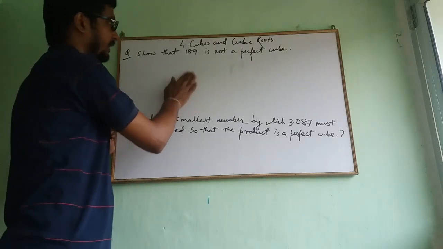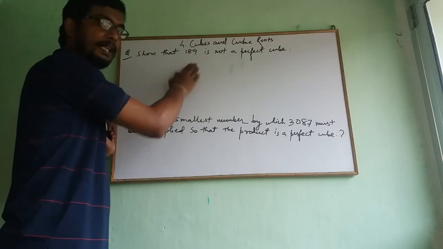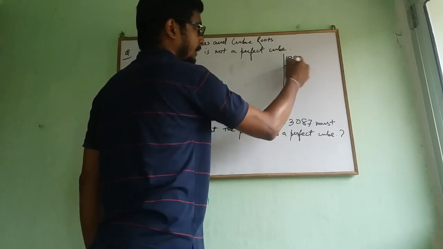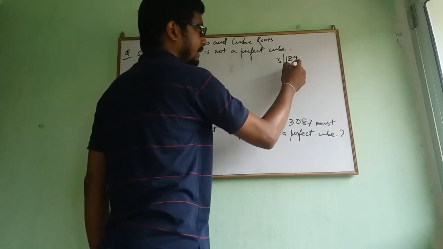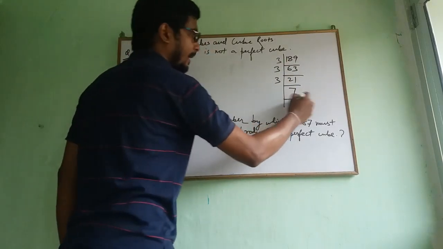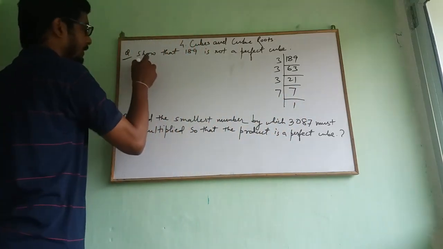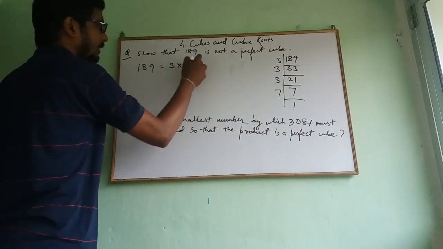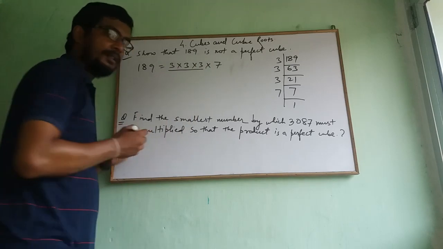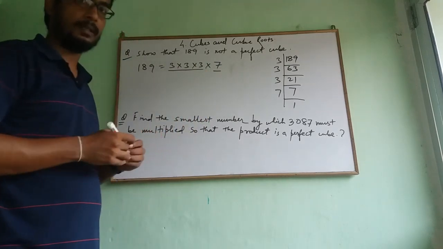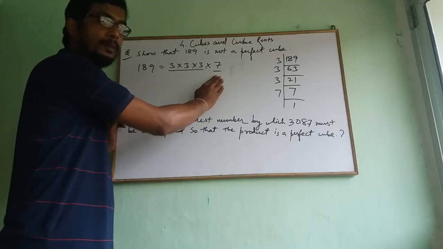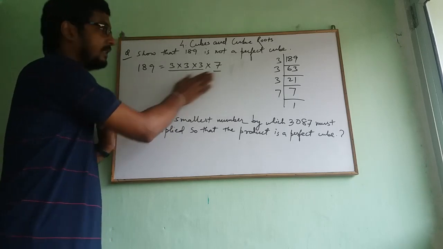In the first question, in order to prove that 189 is not a perfect cube, we have to first prime factorize 189. So it will be 3, again 3, again 3, then 7, and 7 becomes 1. So I will write 189 is equal to 3 into 3 into 3 into 7. Now you can see here that 3 makes its triplet, but 7 doesn't. In order to become a perfect cube, 7 also has to form a triplet. And in this question, 7 doesn't make it.